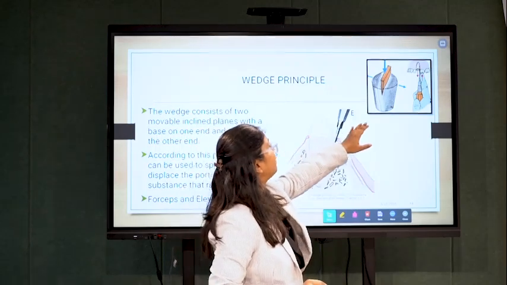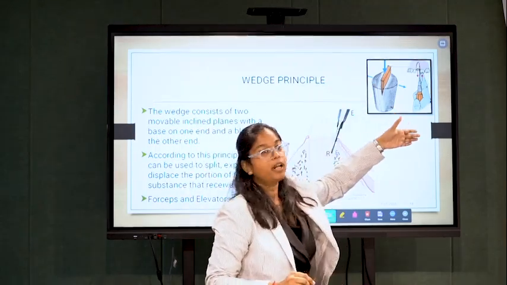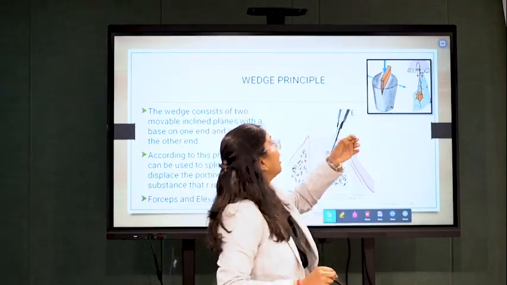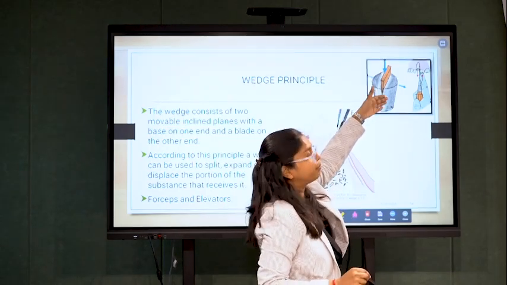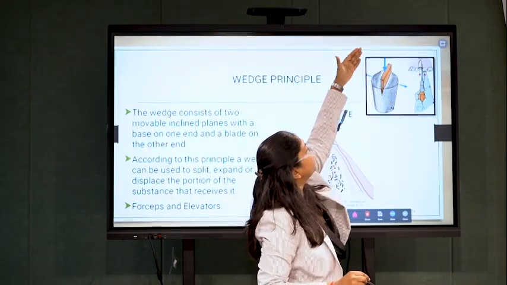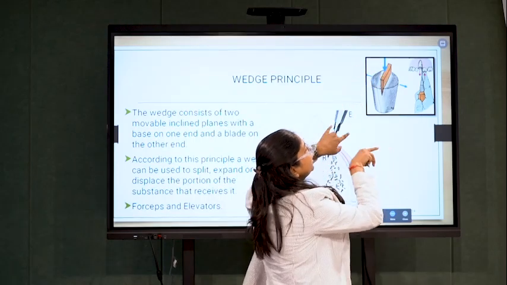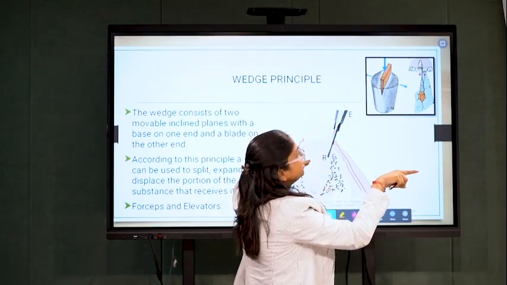So this is an example where one has to split a wooden structure, and you can see whenever you use a wedge, it is very easy to split the wood. We put force on this wedge, but it is distributed horizontally so as to split the tooth.